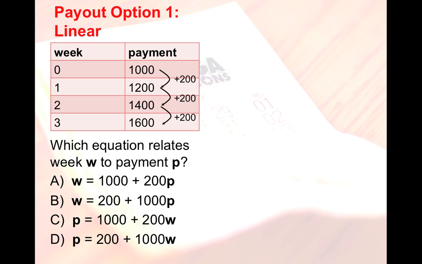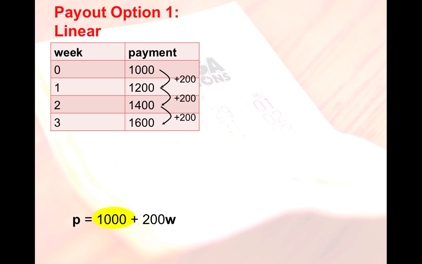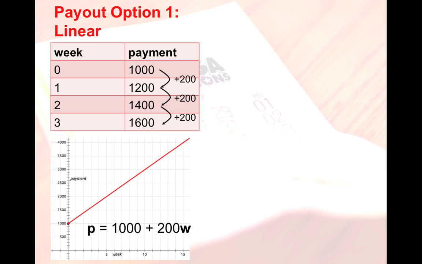You're probably already pretty familiar with linear functions. Which equation relates the week number to the payment you receive that week? That would be choice C. The payment has an initial value of $1,000, and $200 is added for every week in the future. This linear function has a y-intercept of 1,000 and a slope of 200. If we were to graph all the possible payouts for all the possible weeks, the graph would look like a line. That's why it's called a linear function.